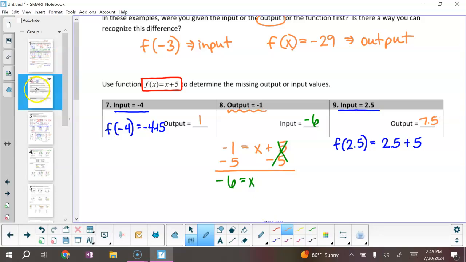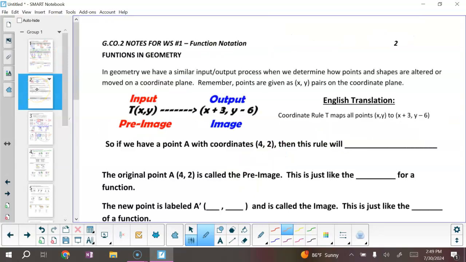All right, if we turn to the back side of this page, we're going to continue to talk about these functions, but now, how do they relate to geometry? We've talked a lot about the algebra stuff. I'm ready to move on to talk about the geometry stuff.